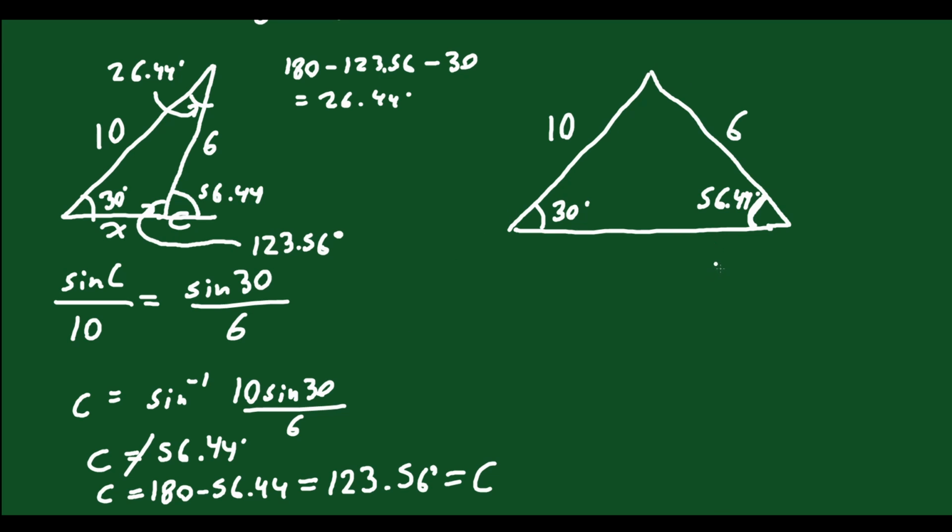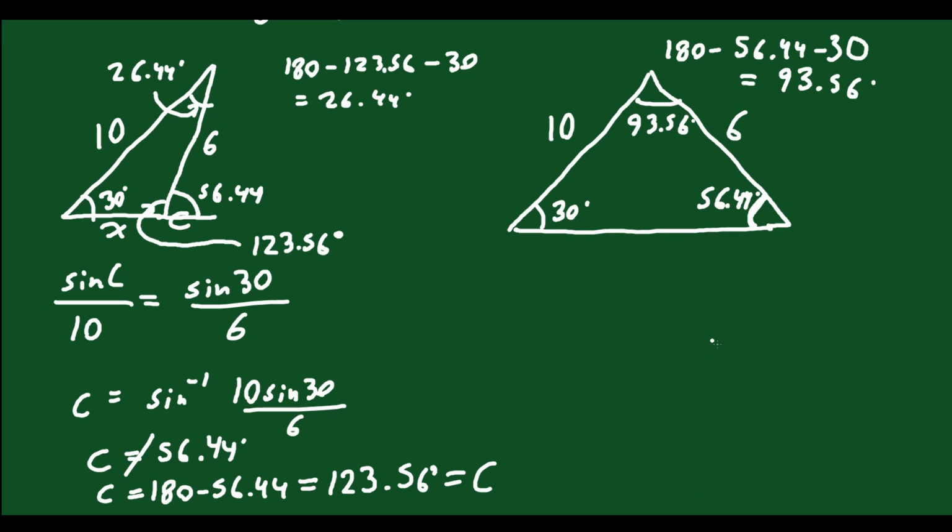Let's work on this one on the right now. We can find this angle on the top pretty easily, right? 180 minus 56.44 minus 30 degrees. That is going to equal 93.56 degrees.